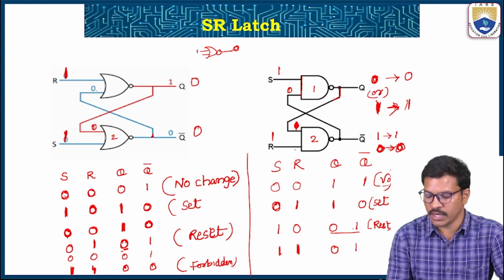Whatever the previous output here, we have no change. Not only 0, if it is 1, we have 1 in the Q and 0 in the Q bar. No change.